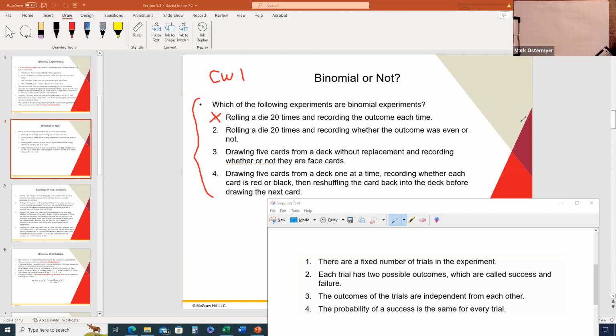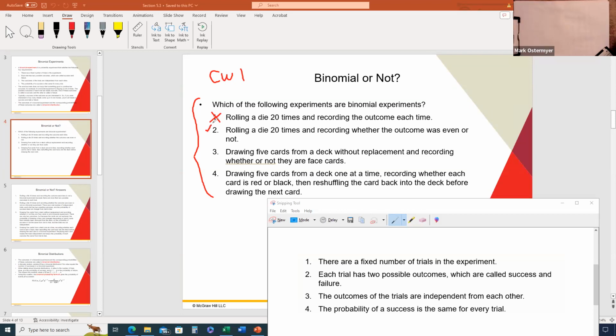And because that 50% probability is the same whether we roll the die on the first roll or the 20th roll, the probability of having a success never changes. And so requirement number 4 is also satisfied. So this would be an example of a binomial experiment. Okay, so this one is good.